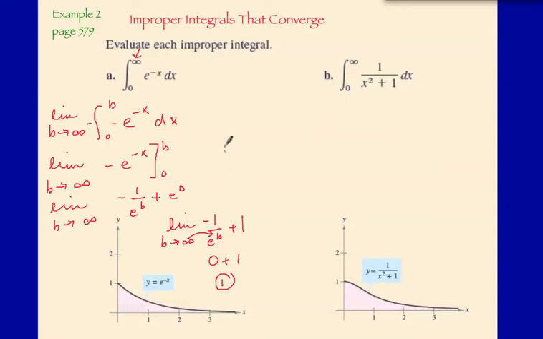So this limit converges, this function converges, and therefore we are able to evaluate the limit and discover that the area between 0 and positive infinity under this curve is actually 1. Once again, kind of crazy, but that's how it works.